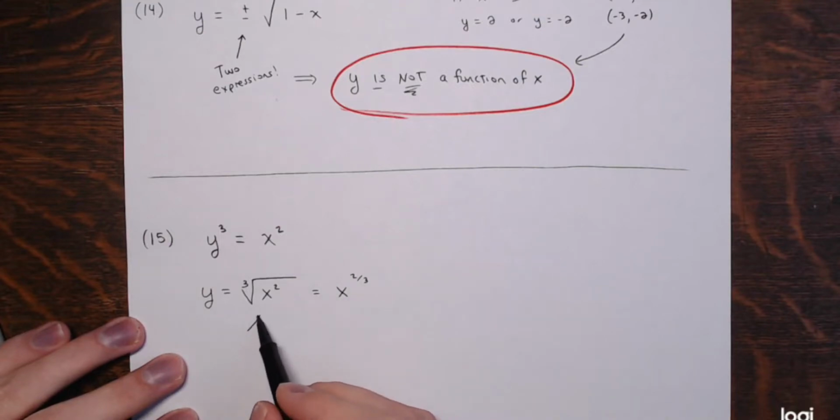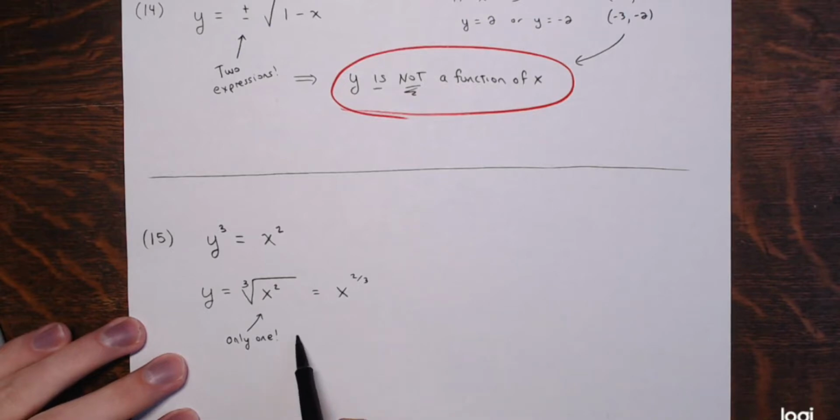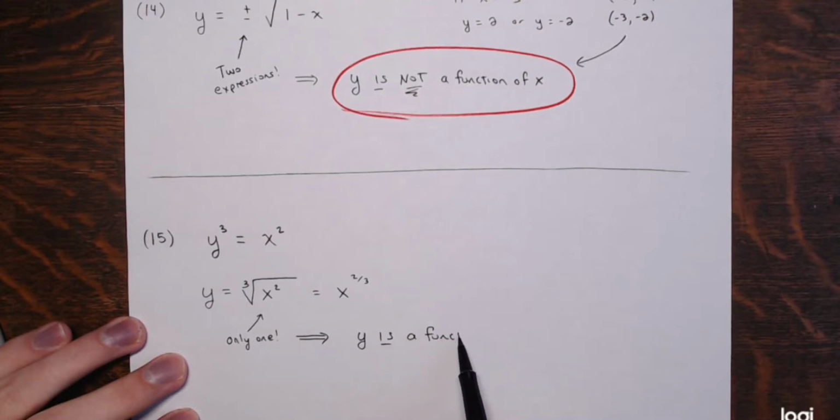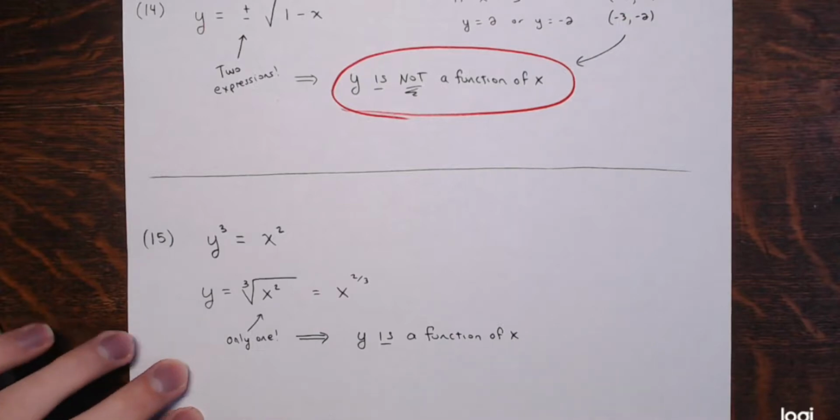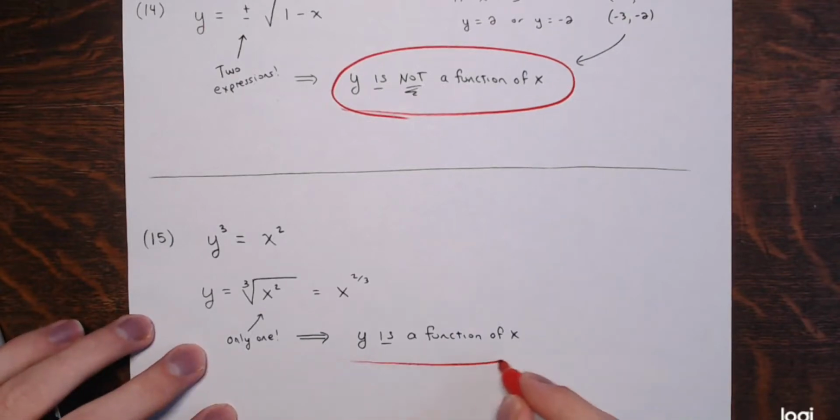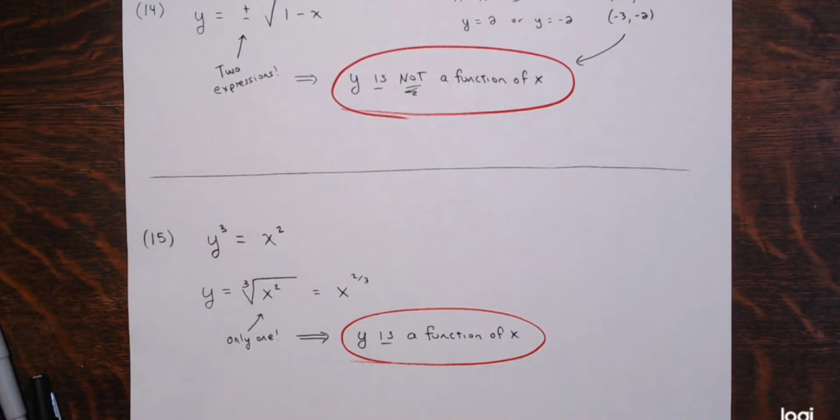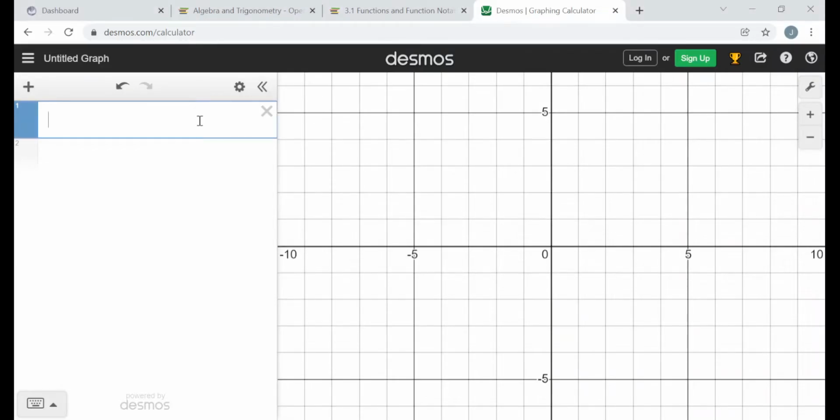But still, there's only one expression. There's only one expression involving x that can be equal to y here. So y is a function of x this time. And if you were to look at a graph, it'll pass the vertical line test. Let me show you one more time. One more of these here.